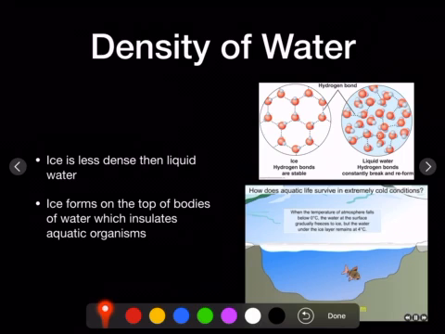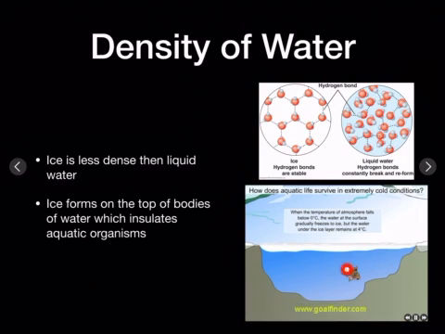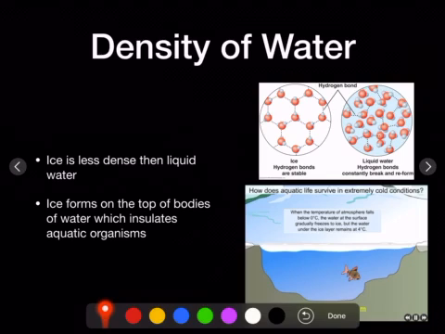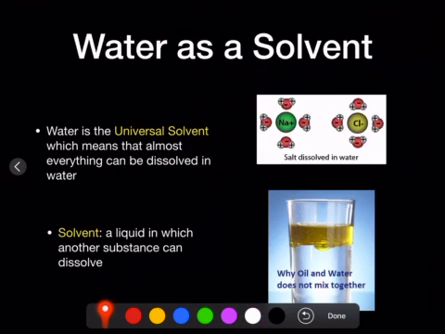Because ice becomes less dense, ice forms on top of lakes, rivers, and streams. What this ice does is insulate the organisms underneath it. If ice were denser than water, it would sink and crush all aquatic life. So ice forms on the top of bodies of water, which insulates the aquatic organisms and keeps them alive.